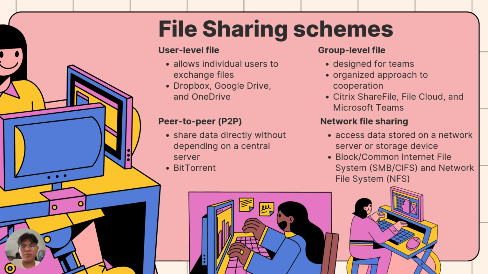The third is peer-to-peer. Peer-to-peer file sharing allows users to share data directly without depending on a central server. P2P networks such as BitTorrent enable users to download and upload data concurrently, spreading the load and enhancing download speeds.